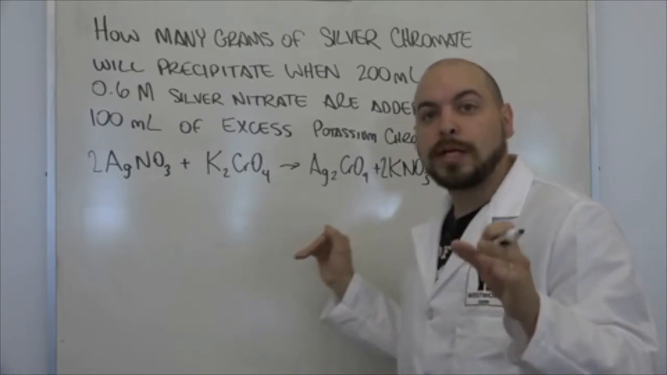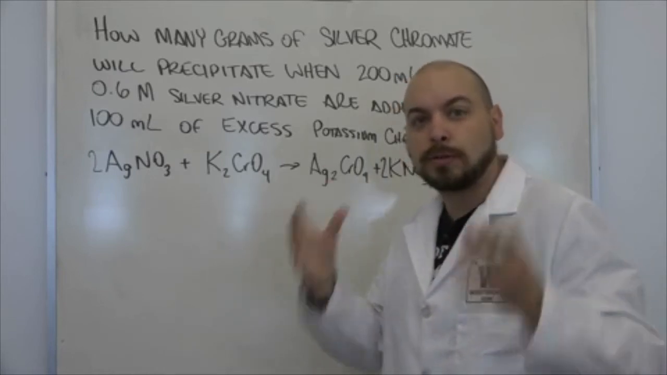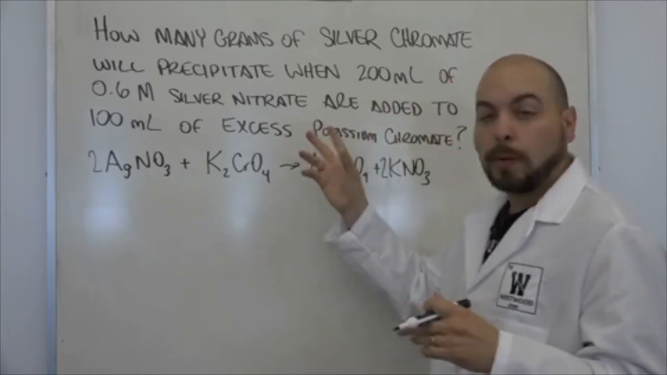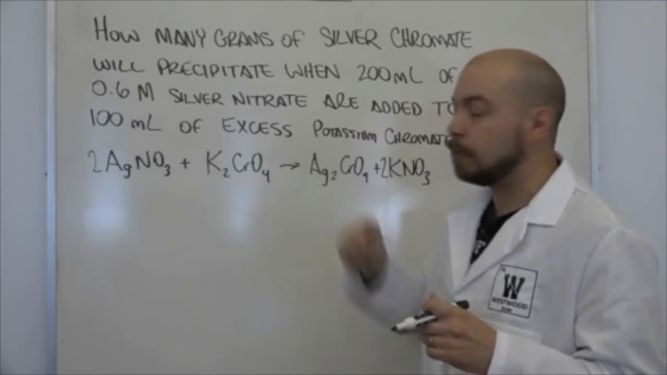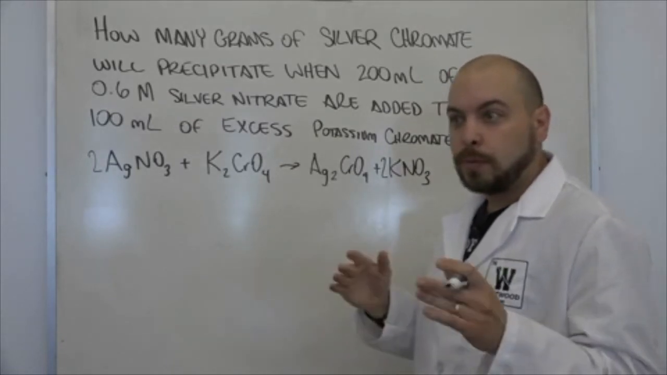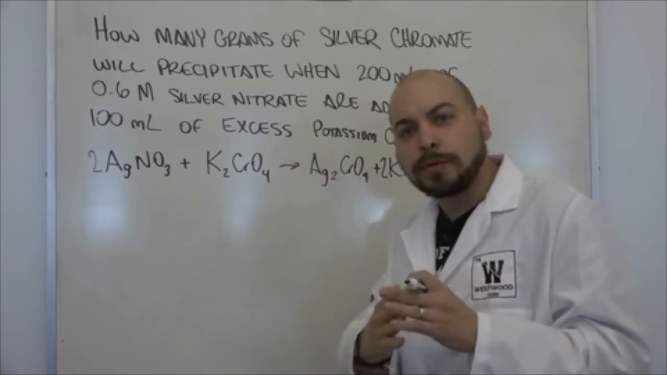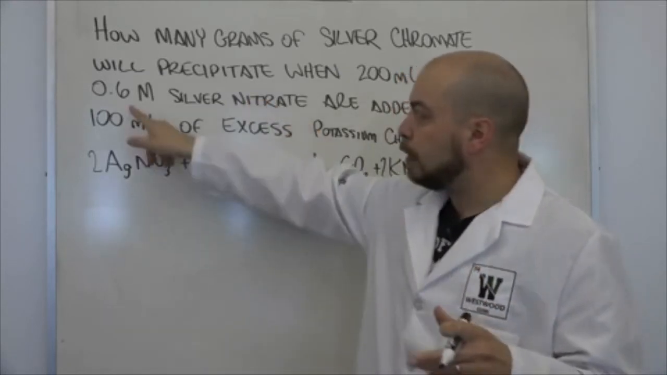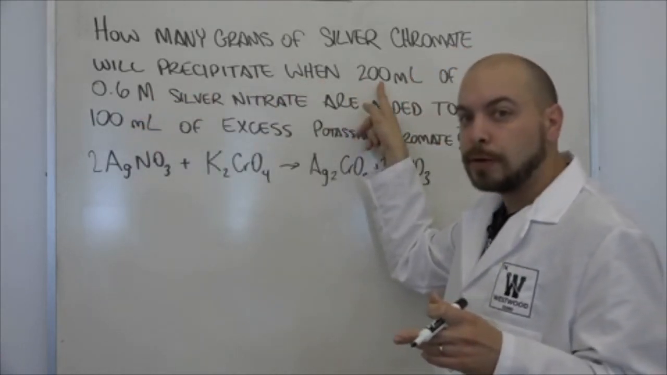Now remember, in stoichiometry, we need it to be balanced because that tells us mole ratios, and mole ratio is the crux of stoichiometry. So we're going to start with what we're given. We're given the fact that we had 0.6 molar silver nitrate. Now, in any stoichiometry problem, we first want to get to moles. In order to get to moles here, I'm going to ask how many moles of silver nitrate we started with. That means taking our 0.6 molar and multiplying it by the 0.2 liters that we were given.